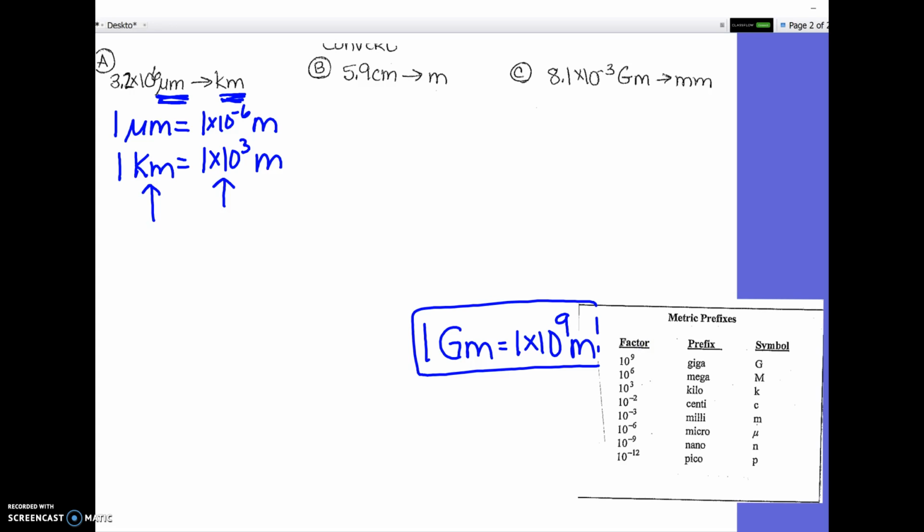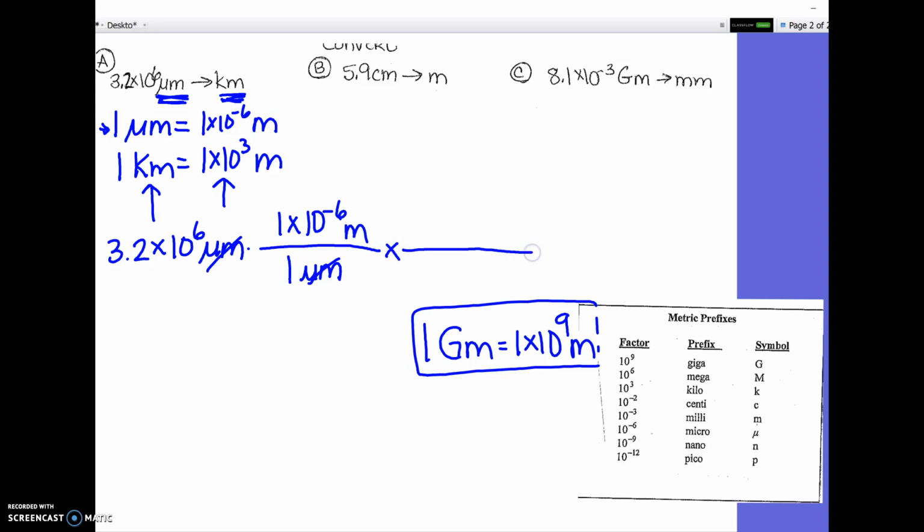All right, so now we've got our conversion factors. So now you're going to do dimensional analysis. So 3.2 times 10 to the 6 micrometers. I want to cancel micro. So I find the conversion factor that has micro in it, which is my first one here. So my conversion factor is 1 micrometer is 1 times 10 to the negative 6 meters. Micro will cancel, and now I've got meters.